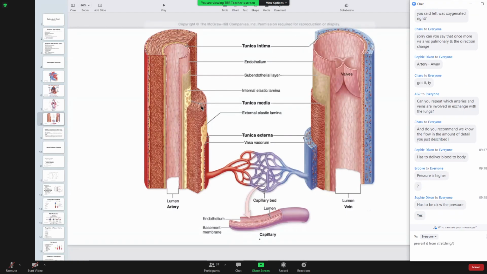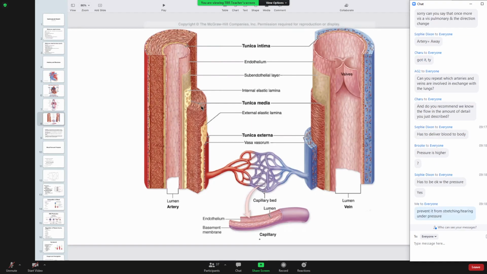Yeah, so it has to be okay with the pressure. We have a lot of pressure in the arterial system. The reason is that the heart is pumping, the heart's contracting, and it's just shoving blood into the arterial system. So as the heart contracts and we're pumping more and more blood, it has to be able to handle the pressure that exists in the arterial system. And so we don't want it to stretch and tear. That would cause an aneurysm.